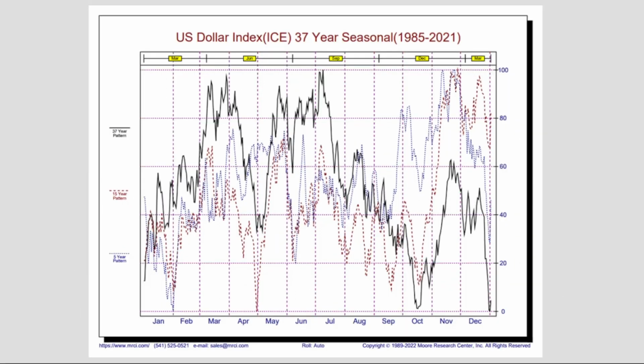Now, just to start off, I want to show you guys the US dollar index 37-year seasonality. As you can see, we're currently in the month of October. In the month of October, it looks almost like a V shape between the 37-year, the 15-year, and the 5-year chart. This V shape tends to form roughly in about the middle of October or towards the end. As of right now, we're in the second to last week of October, so I'm expecting the dollar index to flip bullish in regards to seasonality.